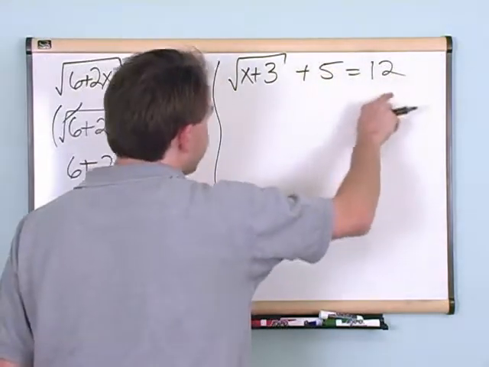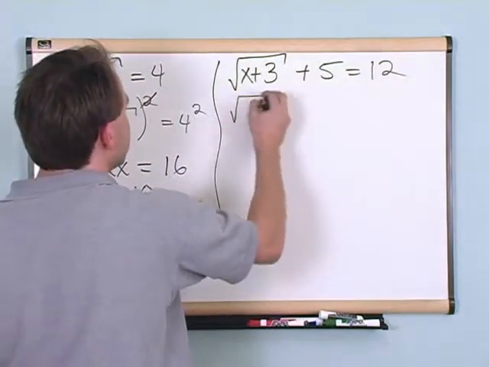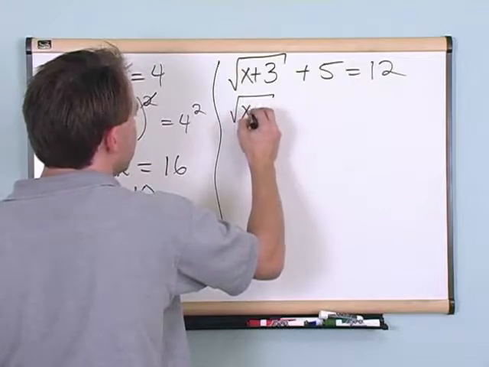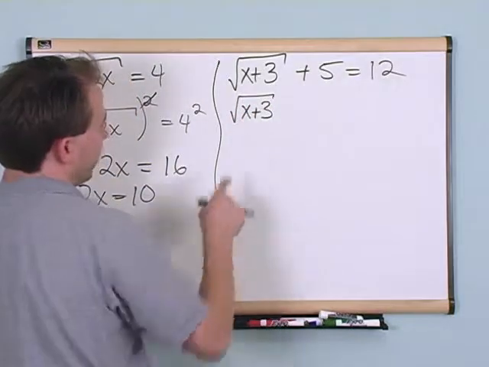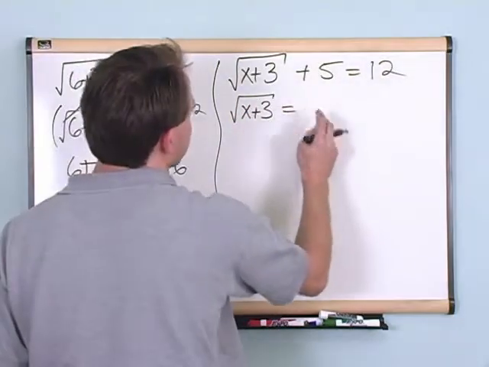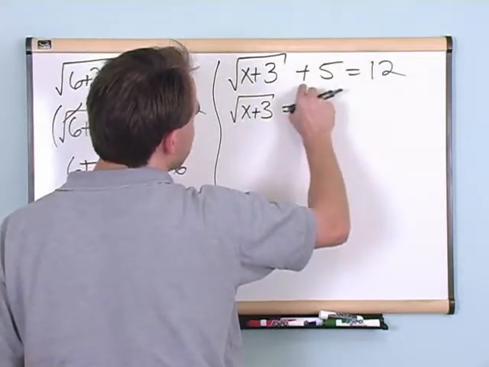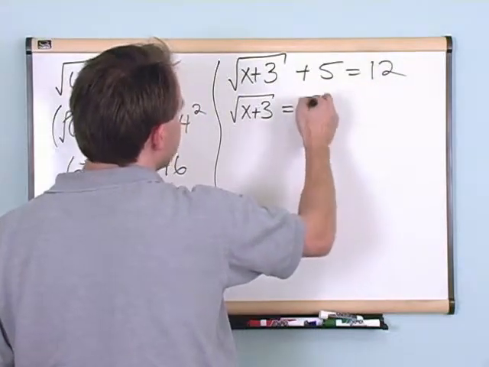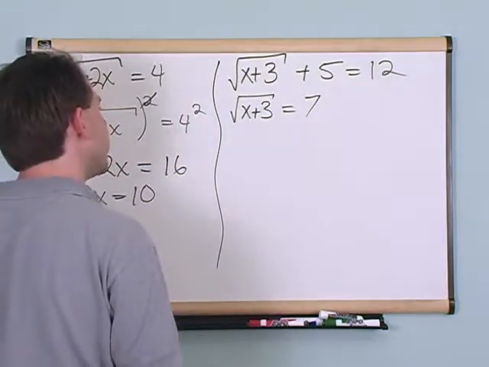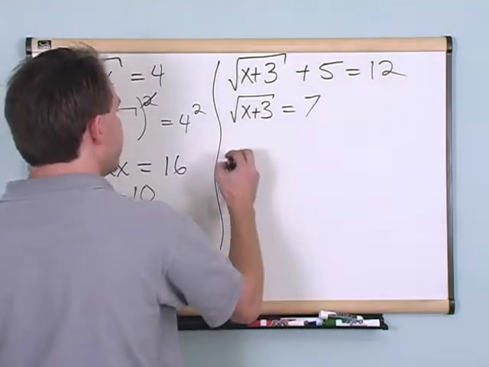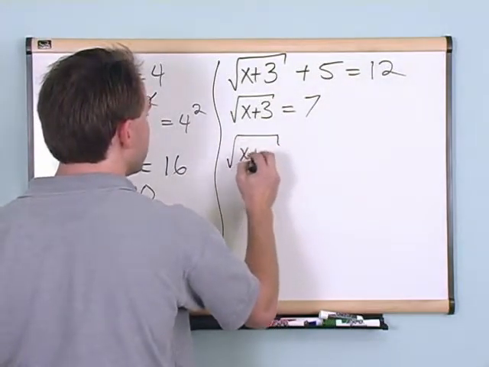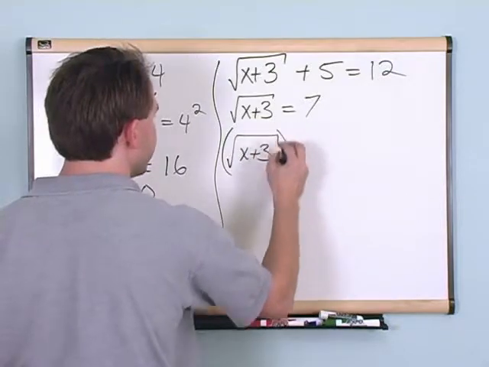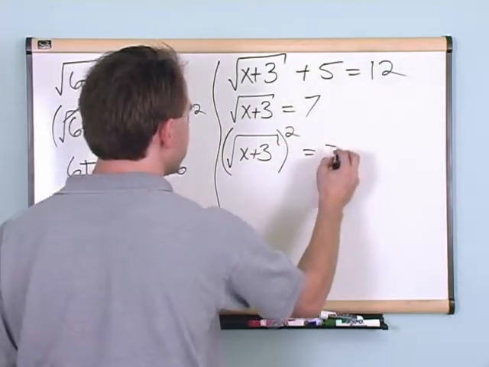So I'm going to subtract 5 from both sides. On the left, I'm left with the square root of x plus 3, all under the radical, equals 12 minus 5, moving the 5 over, which gives me 7. Okay? And then here, I can just do x plus 3. I can square both sides.